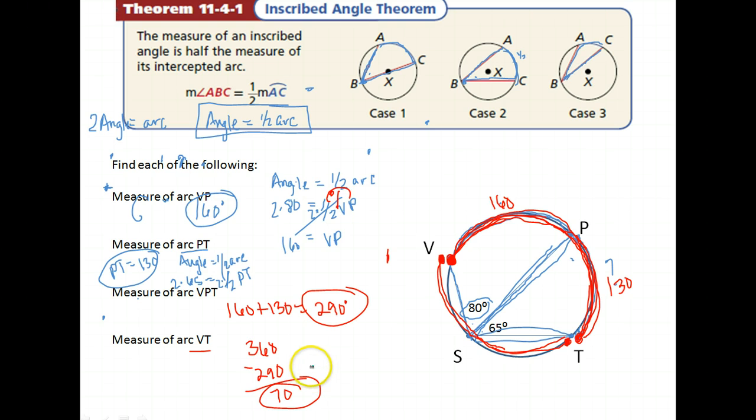Okay, so there are several ways to solve. If you have an arc and you have the angle that goes with it, remember that the angle is equal to half of the arc. If you have a couple of arc measures, you are welcome to add them together to get a larger arc. And always remember, a full circle all the way around is 360 degrees. So if we need to use that to help solve, we can also.